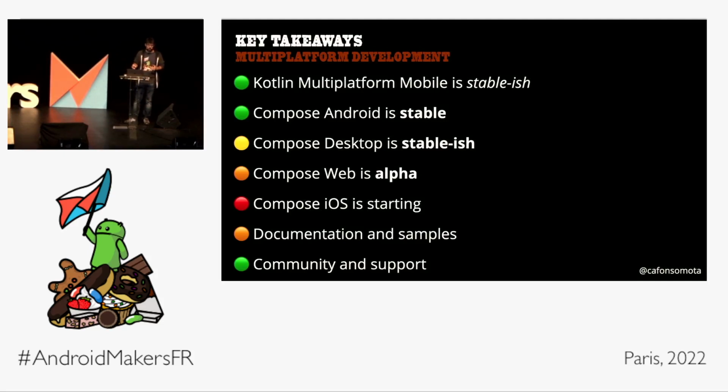Compose for Android is more than stable. Compose for desktop is stable-ish. There are a few things that you might still have some problems with, namely the window API, but it's getting there. For web it's alpha, for iOS it's starting. About documentation and samples, there are a great lot of projects out there, but there isn't yet much documentation because this is still being developed.